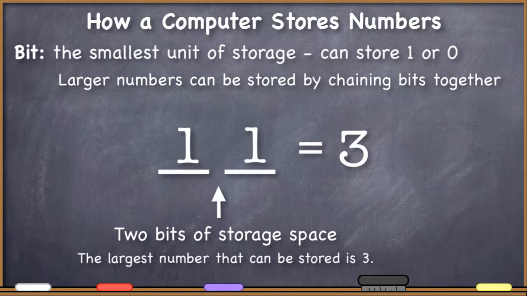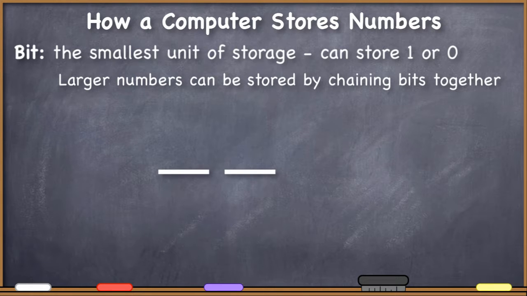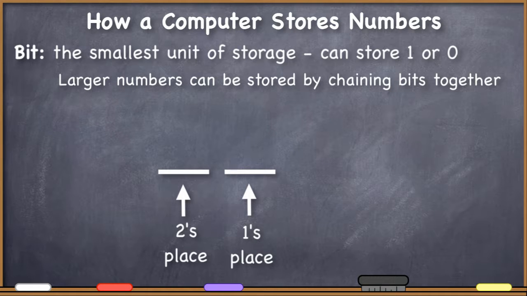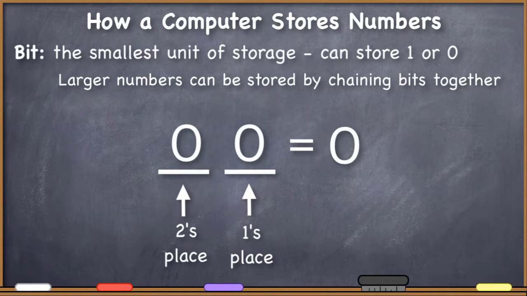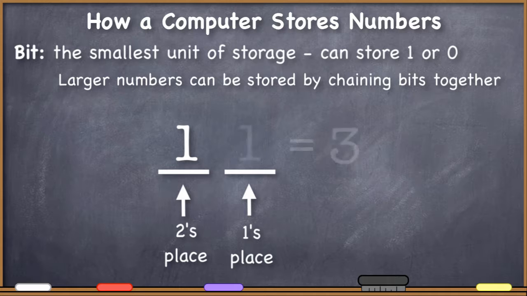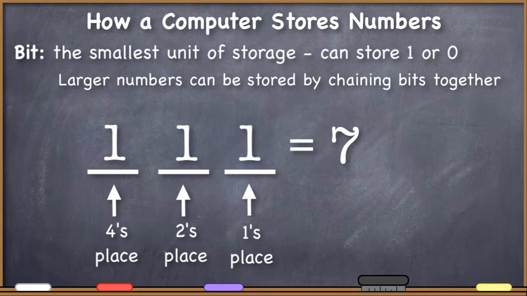This is because instead of thinking in terms of the ones place and the tens place, as we're generally accustomed to, you have to think of the ones place and the twos place. In the first example, we have 0 twos and 0 ones, or 0. Here, we have 0 twos and 1 one, so that's 1. Next, we have 1 two and 0 ones, or 2. Finally, we have 1 two and 1 one, or 3. This is counting in the binary system. If you had 3 bits, then you could add a 4's place and store the numbers between 0 and 7.